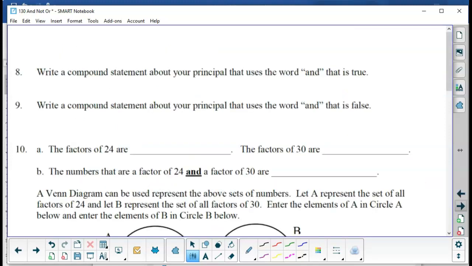Write a compound statement about your principal. Well, really it's changed to math teacher, I think, for you guys. It uses the word and that is true. Okay, so that goes back to our first thing that we did. So, Ms. McKay wears glasses.